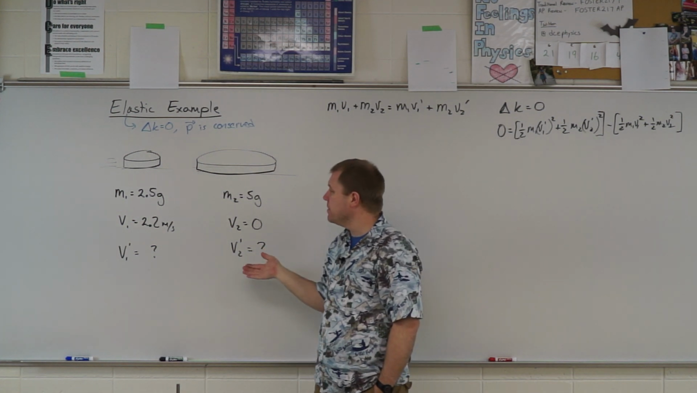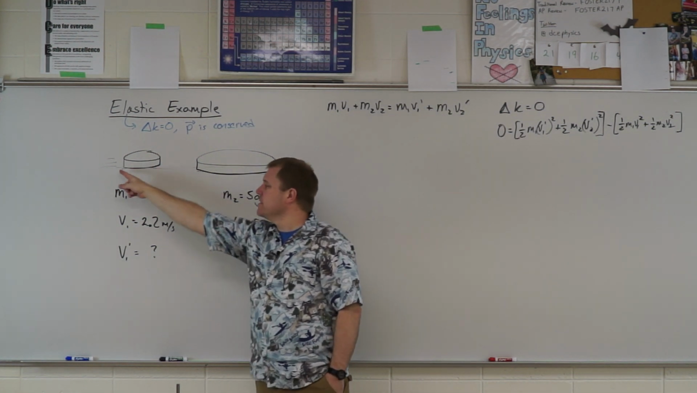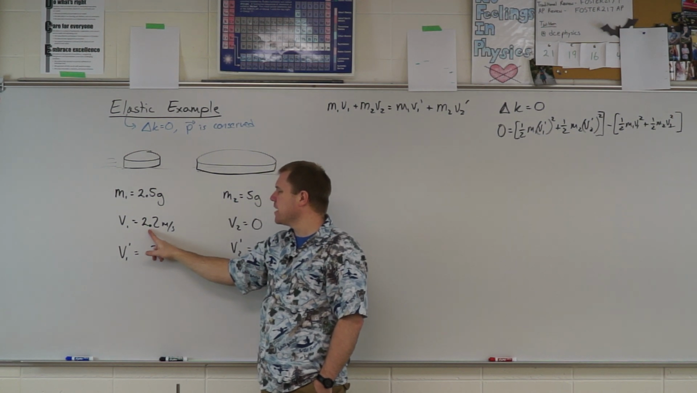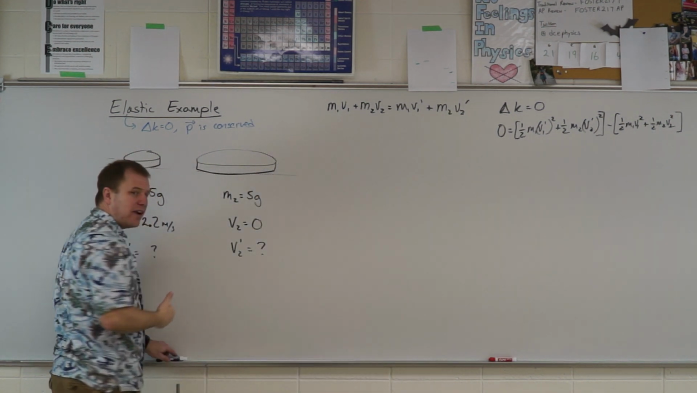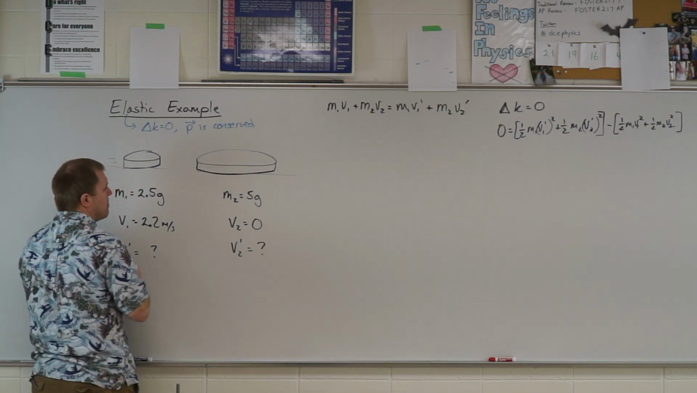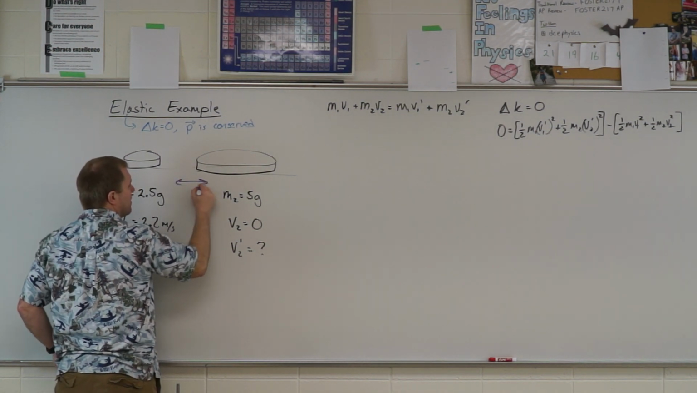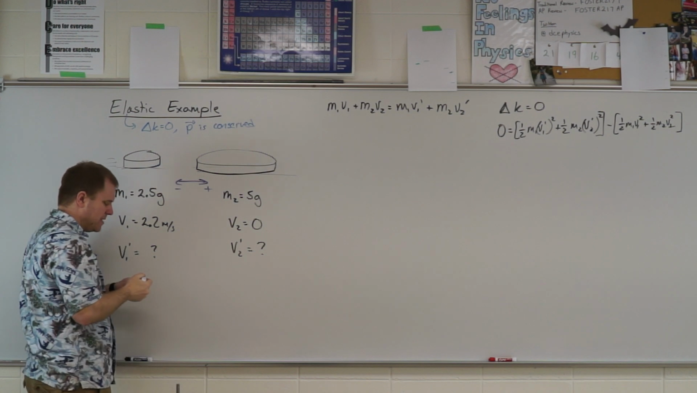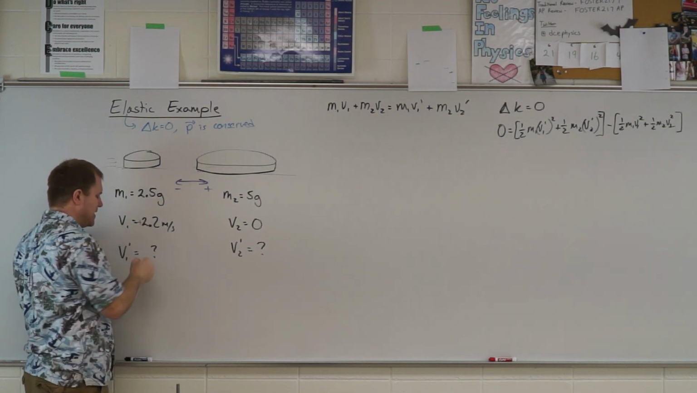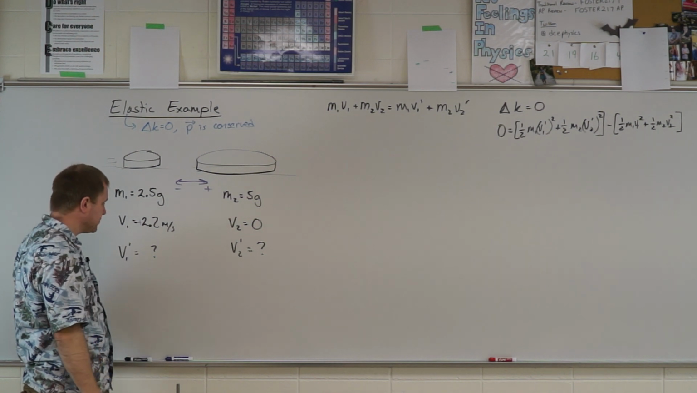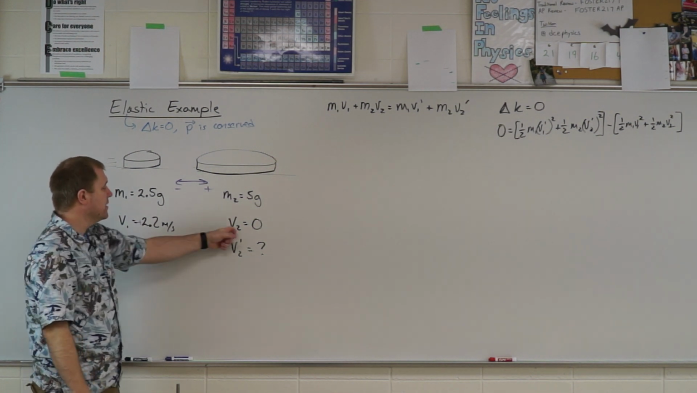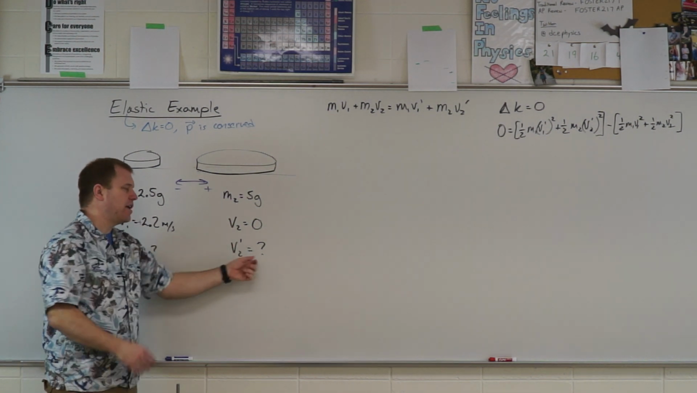So I'm going to list out my information here. I have my penny, it's moving in at 2.2 meters per second. I'm going to call to the right my positive direction. And whenever I do that, I make a note that this is my positive direction, this is my negative direction. So I see that this is a positive 2.2 meters per second. And the nickel is initially stopped. After the collision, they are moving.